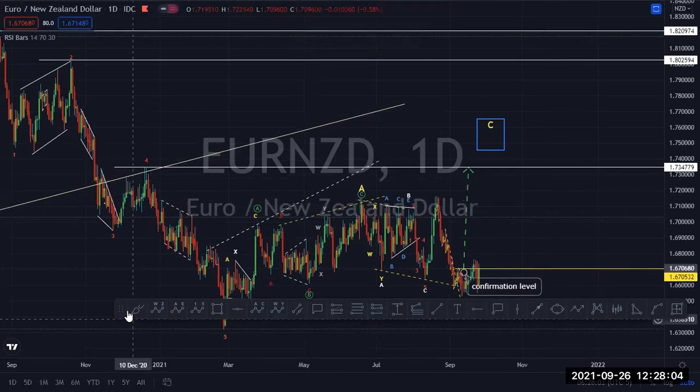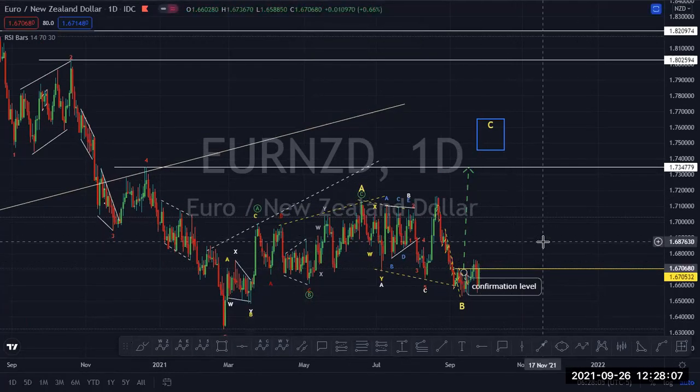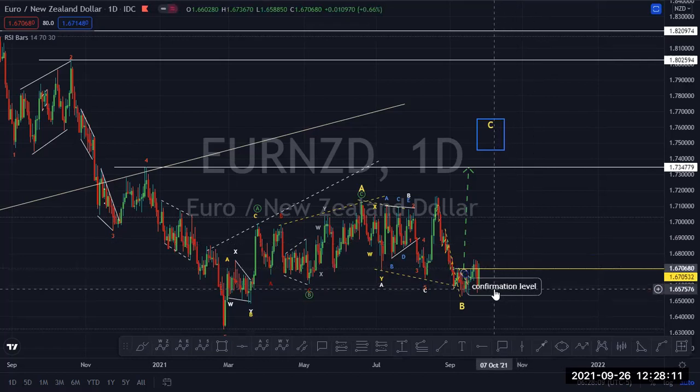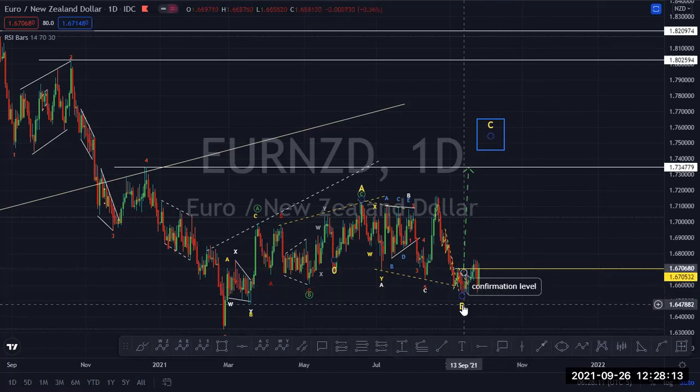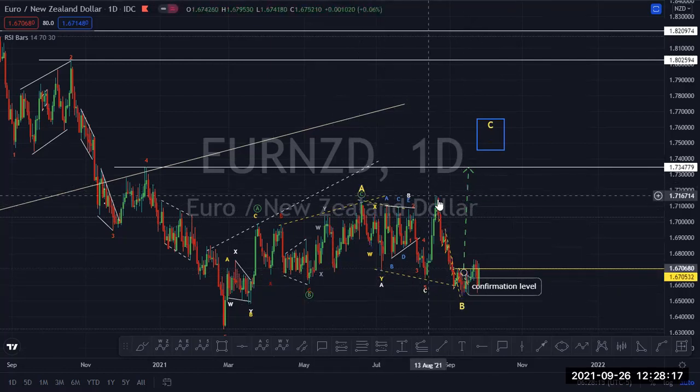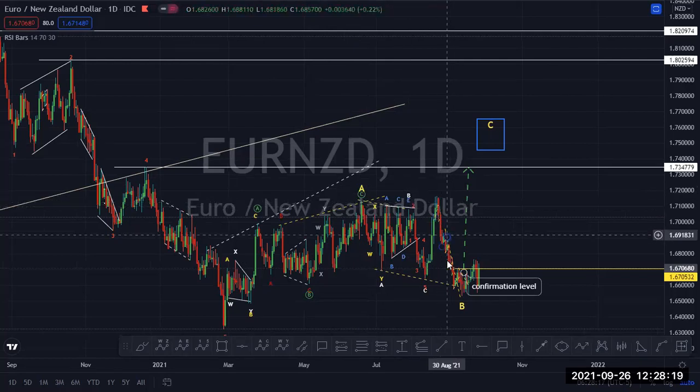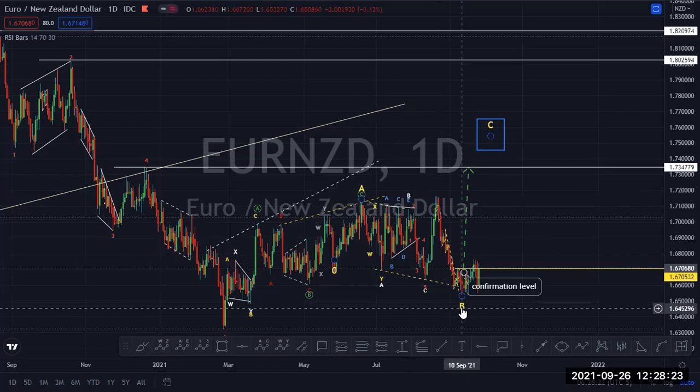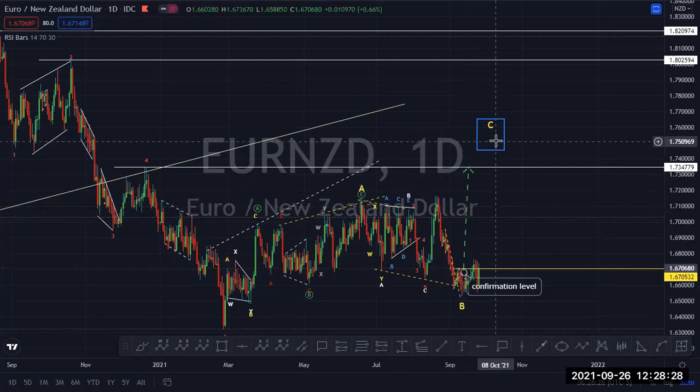Okay, New Zealand. And then what do we have? I see here as end of B wave. This is wave A. Then A, B, C, B. With C of B. So B is ended. Now we're gonna buy C.